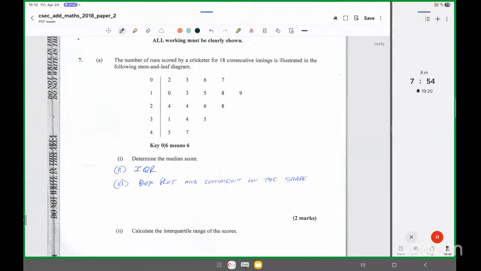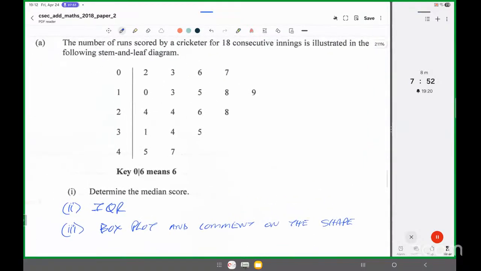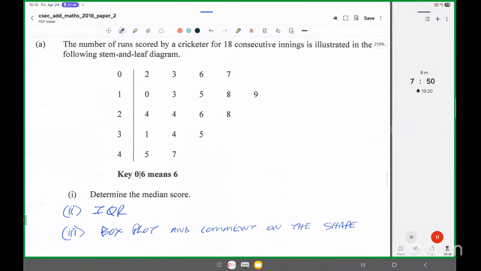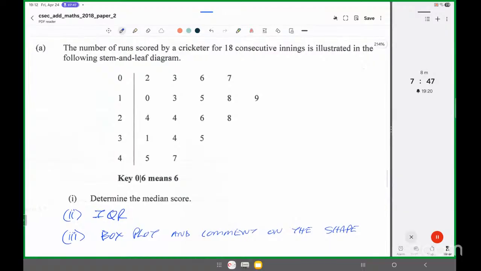But anyway, go on. For that stem and leaf diagram, for the runs by a cricketer over 18 innings, determine the median, determine the interquartile range, draw the box plot and comment on it. Remember, the box plot is a scale drawing, so we do a kind of scale drawing. Go on, do that for me.